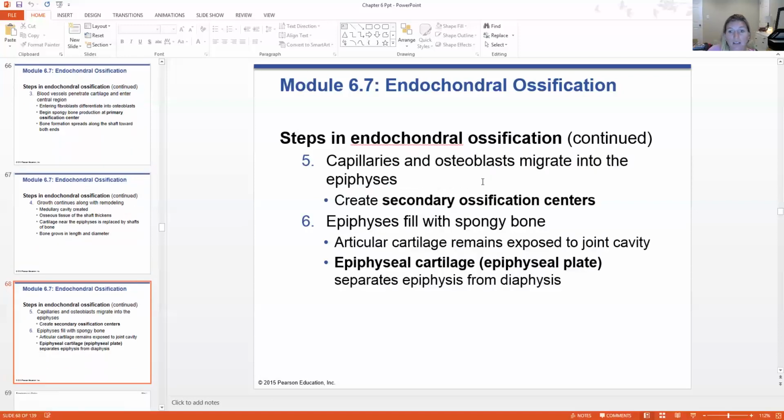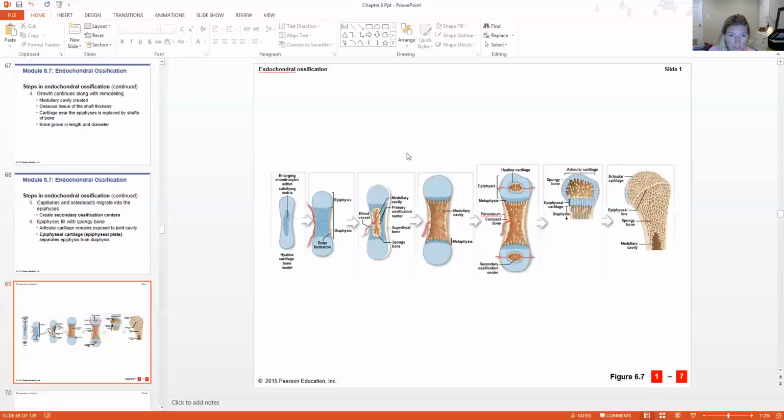So those capillaries and osteoblasts will migrate to the epiphyses, forming secondary ossification centers, and then the epiphyses will fill with spongy bone. And finally, the articular cartilage will be exposed at the joint cavity. So here you see the whole process. You have this enlarging chondrocytes within this hyaline cartilage, and the periosteum forming on the outside, getting lots of nutrients. Those nutrients now coming in to the center area where the chondrocytes had been calcified. And this medullary cavity continues to enlarge. You can imagine the action of those osteocytes in that area.